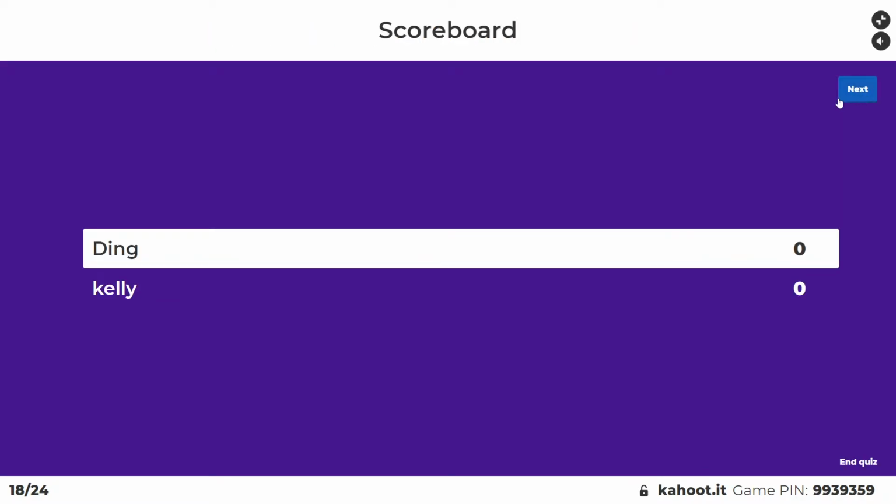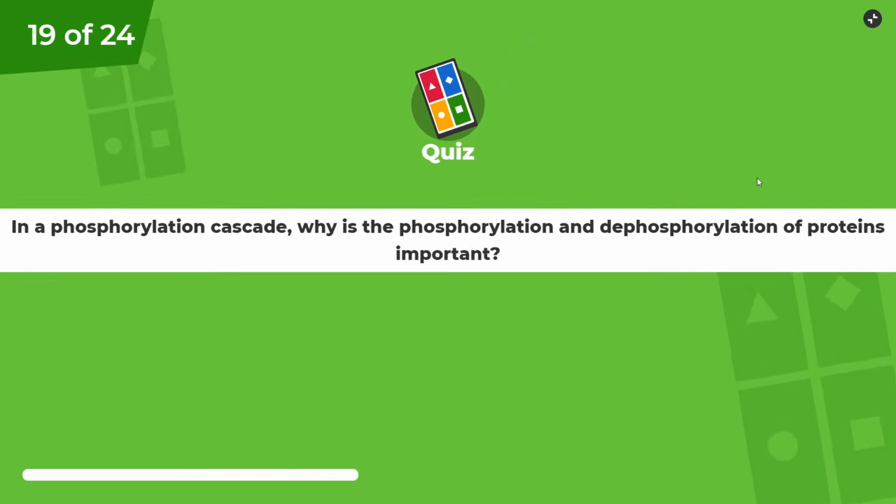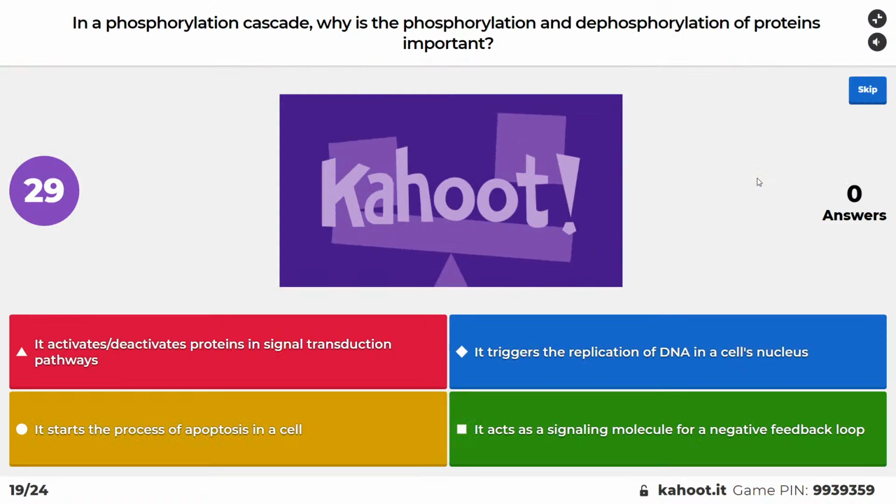Alright, moving on. Question 19. In a phosphorylation cascade, why is the phosphorylation and dephosphorylation of proteins important? Okay, so make sure you know what phosphorylation and dephosphorylation is. That's kind of important. It's basically the key word of this whole thing.